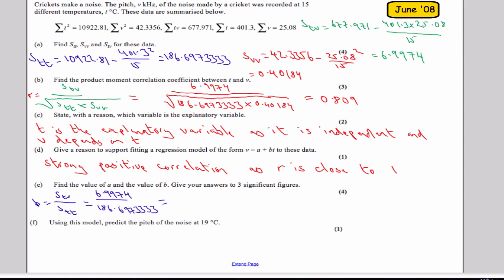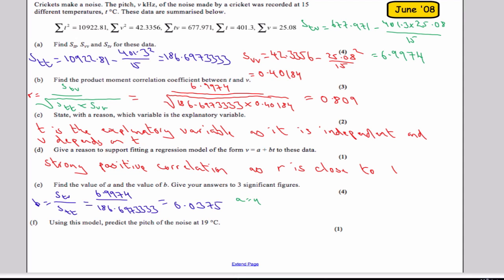0.0375. So the 3 sig fig, that's what we get there. And if we remember, to get A is calculated, and it's in the formula booklet.